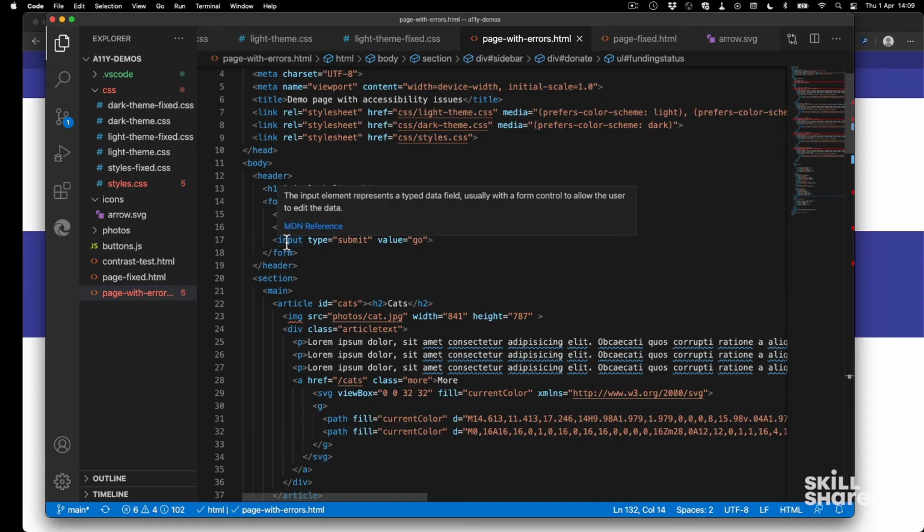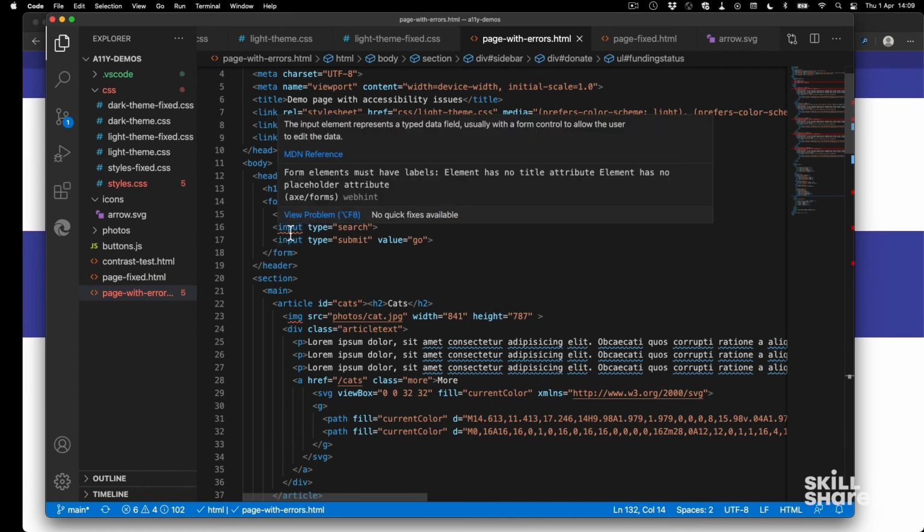To get us going, I built a project that is a website that has a few accessibility issues, some of them not as obvious. I also created a fixed version of that website, which you can also download, and you can take a look at what I've done to work around these issues.